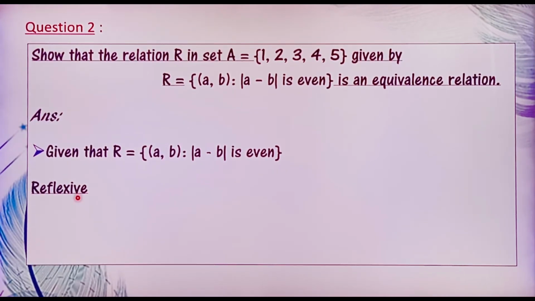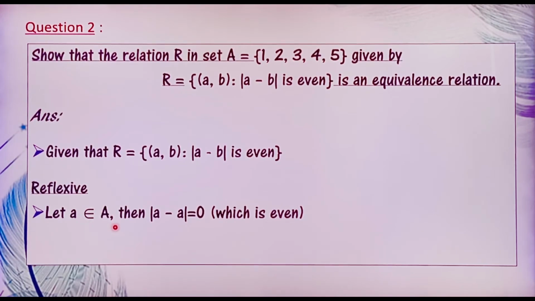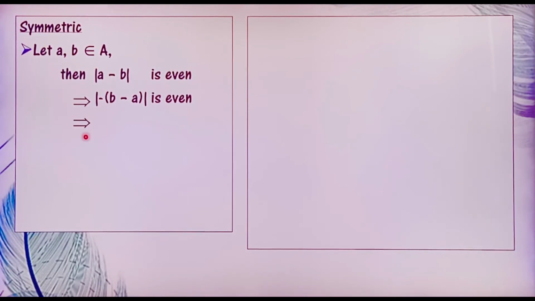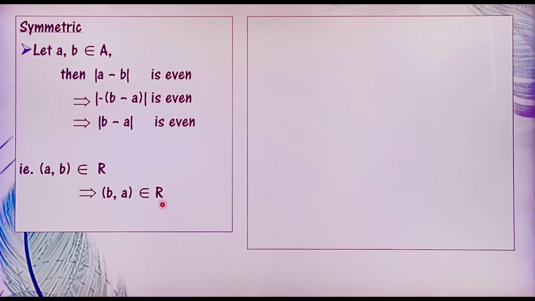Let's check reflexive. Let a belongs to A, then |a − a| = 0, which is even. That is, 0 is divisible by 2. Therefore, R is reflexive. Then symmetric. Let (a, b) belong to R, then |a − b| is even, which implies |b − a| is even. That means (b, a) belongs to R. (a, b) belongs to R implies (b, a) belongs to R. Therefore, R is symmetric.